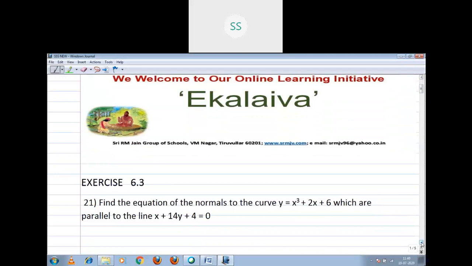First step, you have to differentiate the given curve equation. It will give you the slope of the tangent. Using that you can find the slope of the normal, because we want to find the equation of the normal. If we want to find the equation of the normal, we need the slope of the normal and the point.